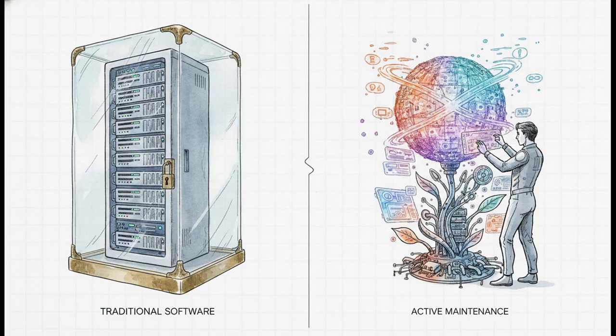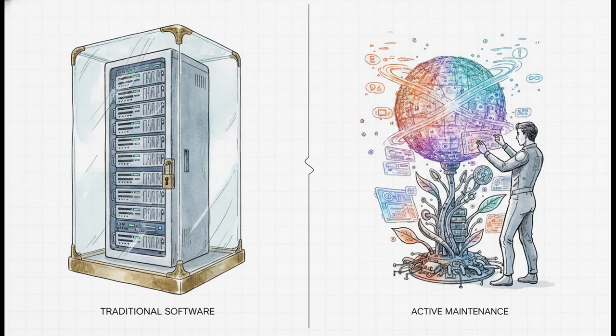Now, the most common trap organizations fall into is thinking that once a machine learning model is trained and deployed, boom, the job is done. But here is your reality check. Keeping models alive in production is a completely different beast than building them in the first place.